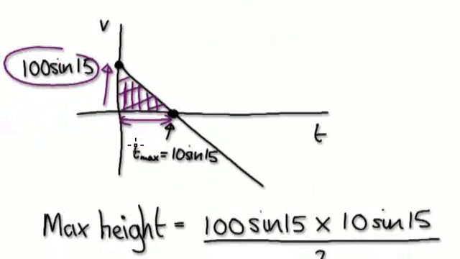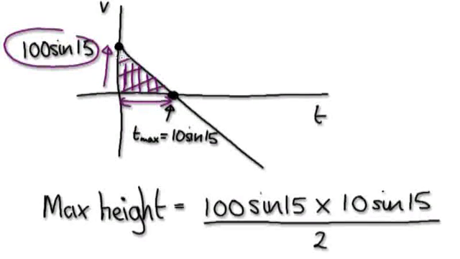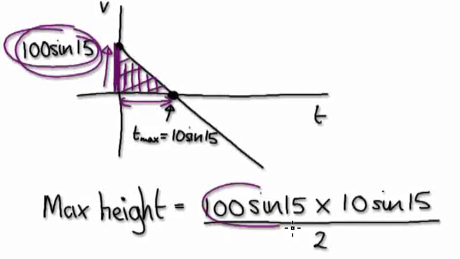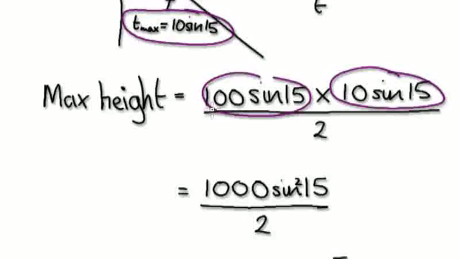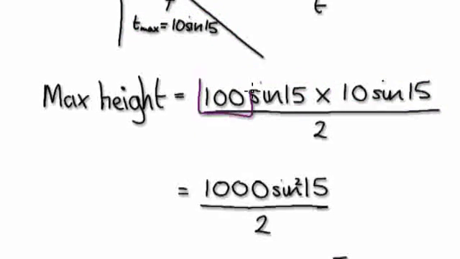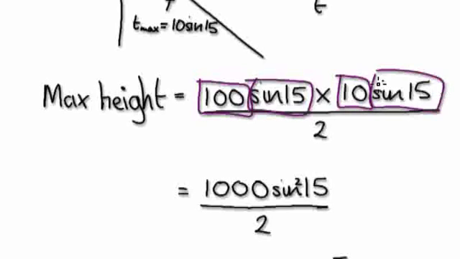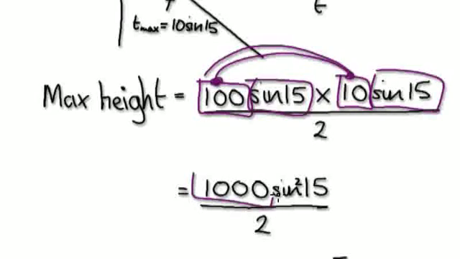So to find out the maximum height, get this height here, which is given by 100 sine 15. Then you times the across here, which is given by this, which is really T max. Then because it's a triangle, divided by 2. So at the moment you've got this times this, and then you've got to times it by this times this. So 10 is a single number, 100 is also a single number, so we can merge these two together.